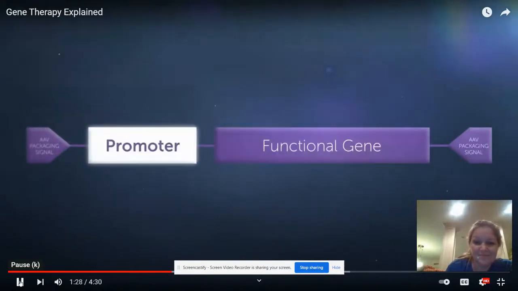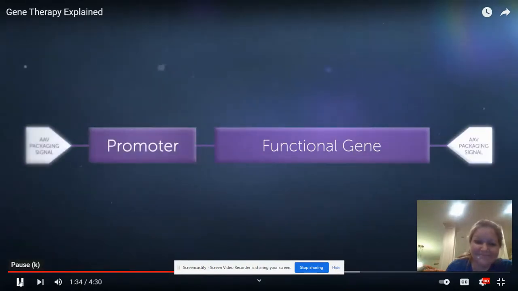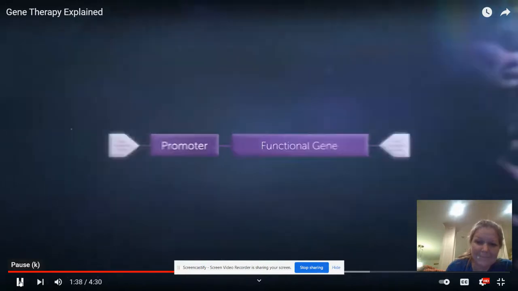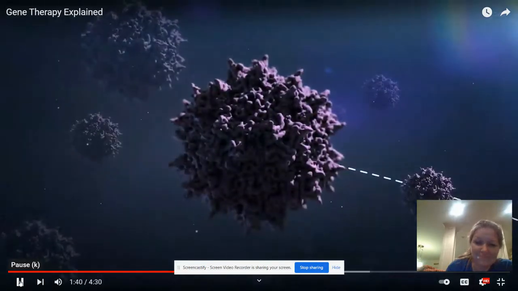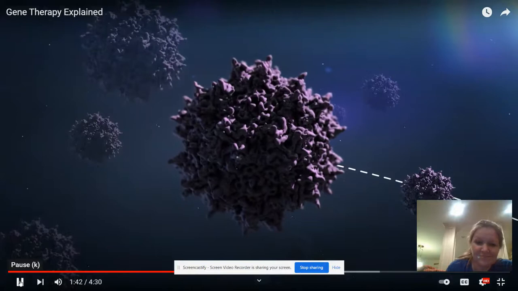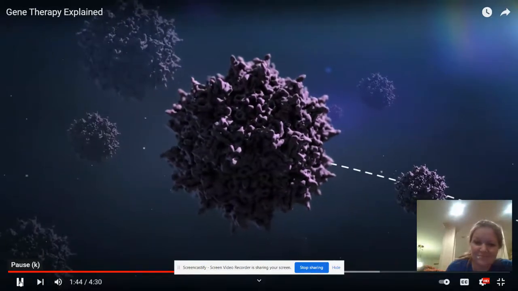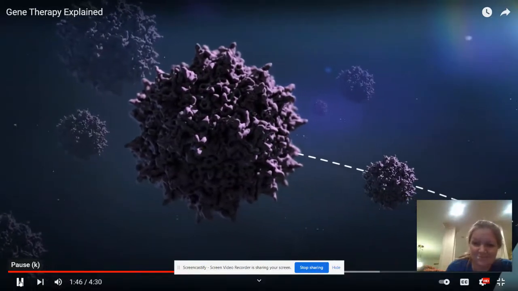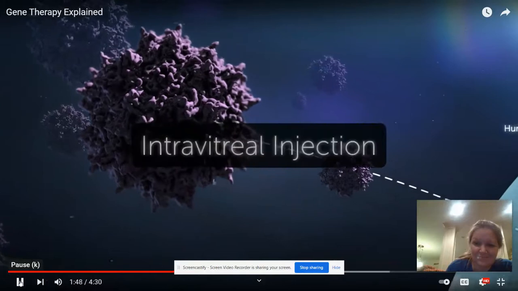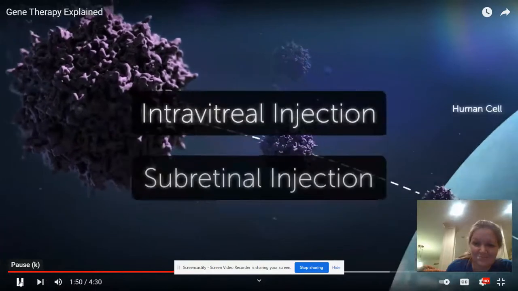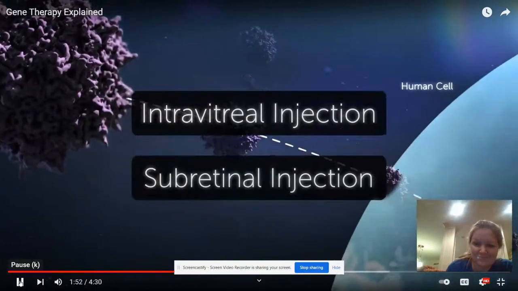The DNA also contains a promoter, which drives production of the functional protein. The promoter and gene are flanked by signals called inverted terminal repeats that allow the DNA to be packaged inside the protein shell of the AAV vector. AAV vectors are delivered to cells in the retina by routine ophthalmic delivery methods, such as intravitreal or subretinal injection.